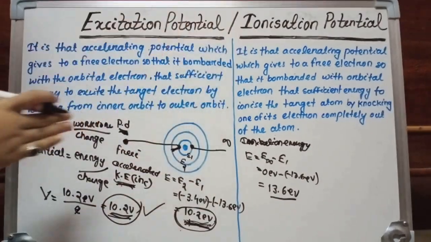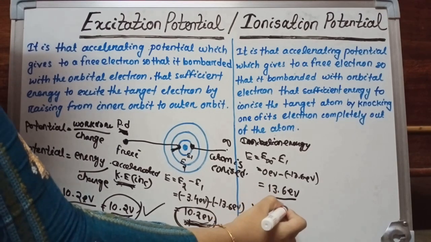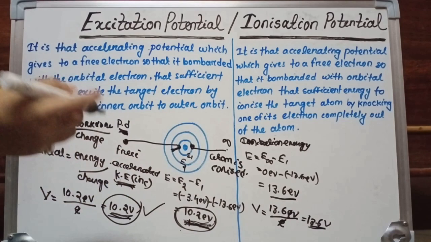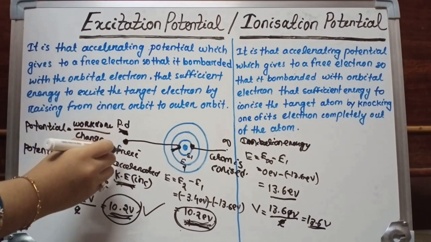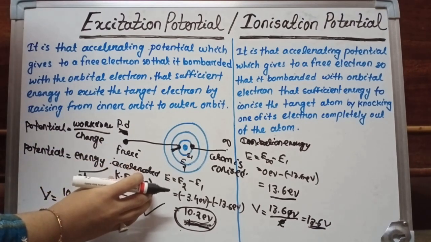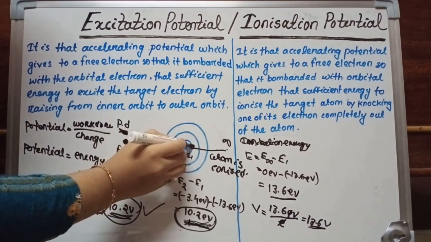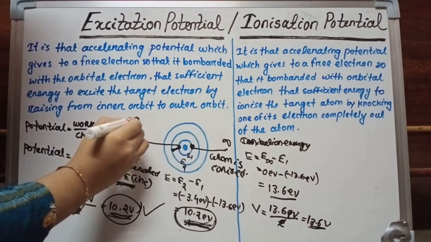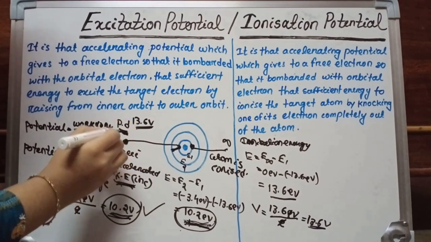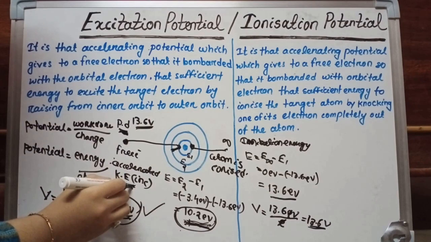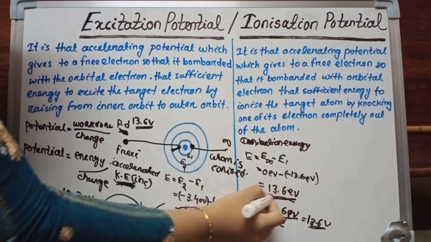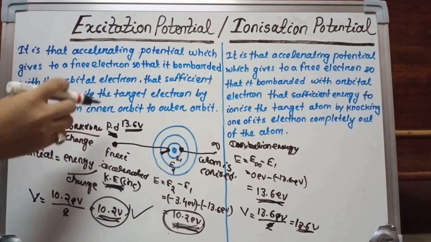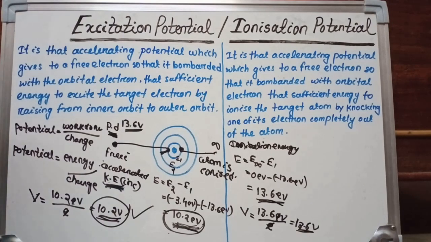But here we discuss ionization potential. What is the ionization energy? It is 13.6 electron volt divided by the charge of the electron, so 13.6 volt. If we provide a 13.6 volt potential difference to a free electron, it accelerates and its kinetic energy increases, and that kinetic energy is equal to the ionization energy. This kinetic energy helps the electron in the ground state to excite and jump from the ground state to infinity. The potential we provide to the free electron is called the ionization potential. That's all about ionization potential.